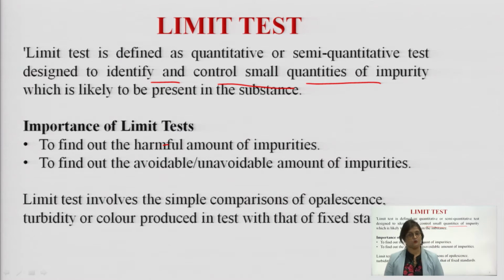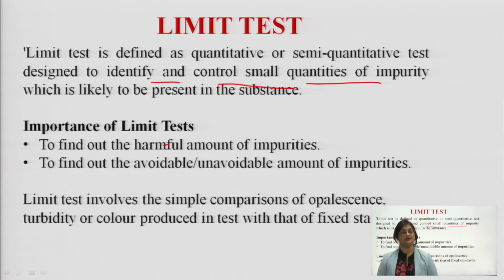It cannot exactly quantify the amount of impurity which is present. That is why it is called a semi-quantitative method. Here, we take two cylinders. Limit test is performed using a Nessler cylinder. Most of the limit tests for chemical compounds are performed using Nessler cylinders.